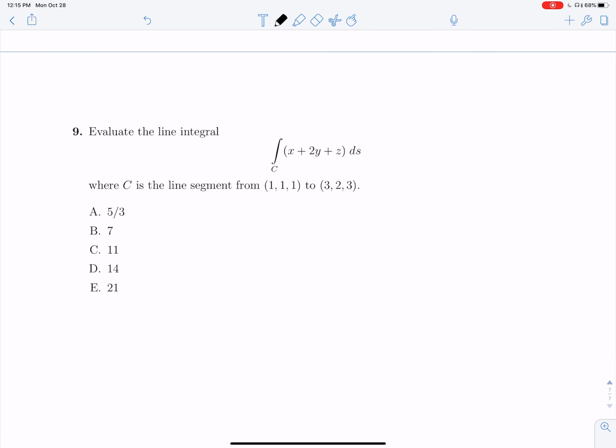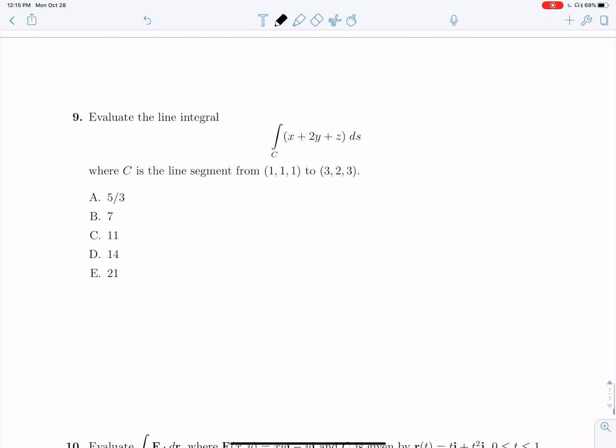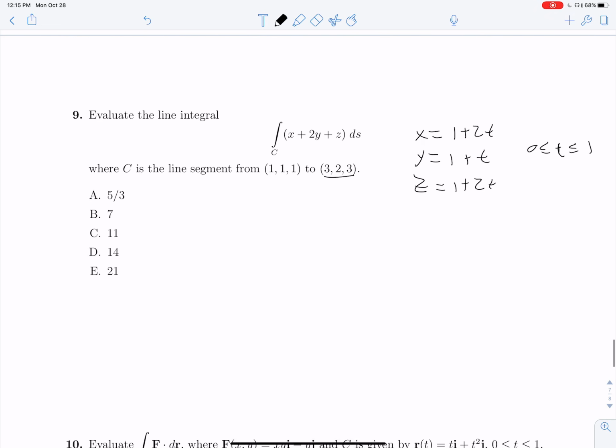Okay, we got a line integral, and we got to make a line segment. So we're starting at 1, 1, 1. We're going to 3, 2, 3. And so we know that we can just set this up as x equals 1 plus 2t, y equals 1 plus t, and z equals 1 plus 2t for 0 less than or equal to t less than or equal to 1. That looks more like a j, but it's okay.